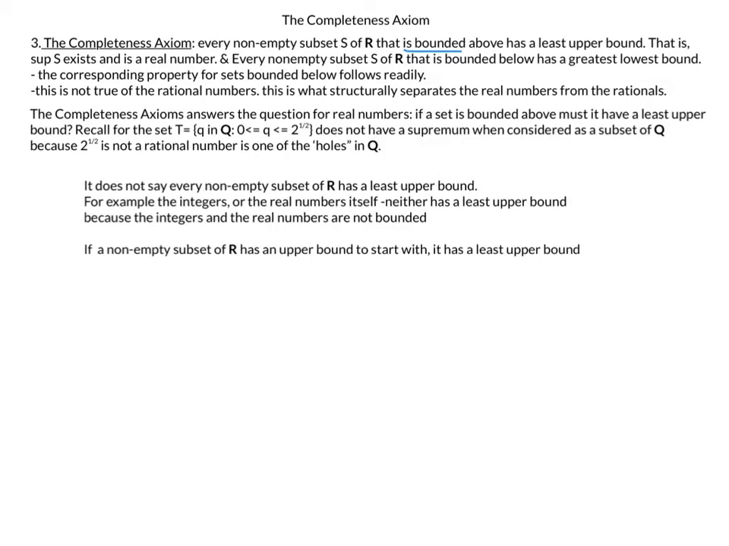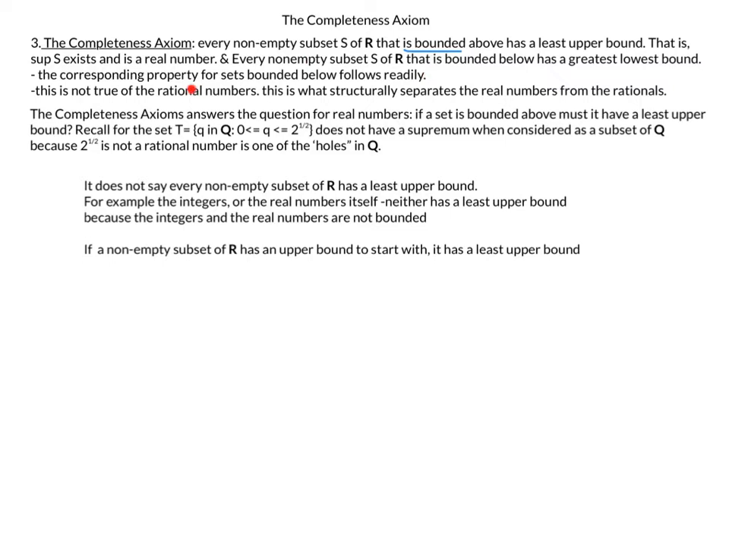We went through these definitions to get to the completeness axiom, which says every non-empty subset S of R that is bounded above has a least upper bound. And remember, this applies to every non-empty subset S of R that is bounded above. It does not apply to every non-empty subset S of R, only those that are bounded above. They always have a least upper bound. They always have a sup. That is, sup S exists and is a real number. And every non-empty subset S of R that is bounded below has a greatest lower bound. It has an inf of S. The corresponding property for sets bounded below follows readily.